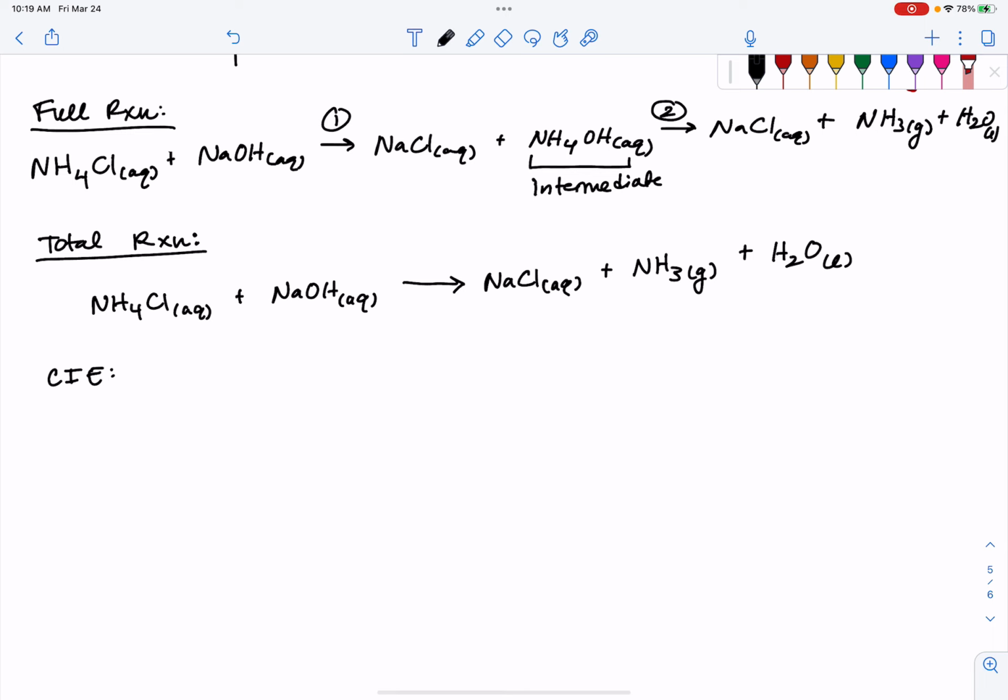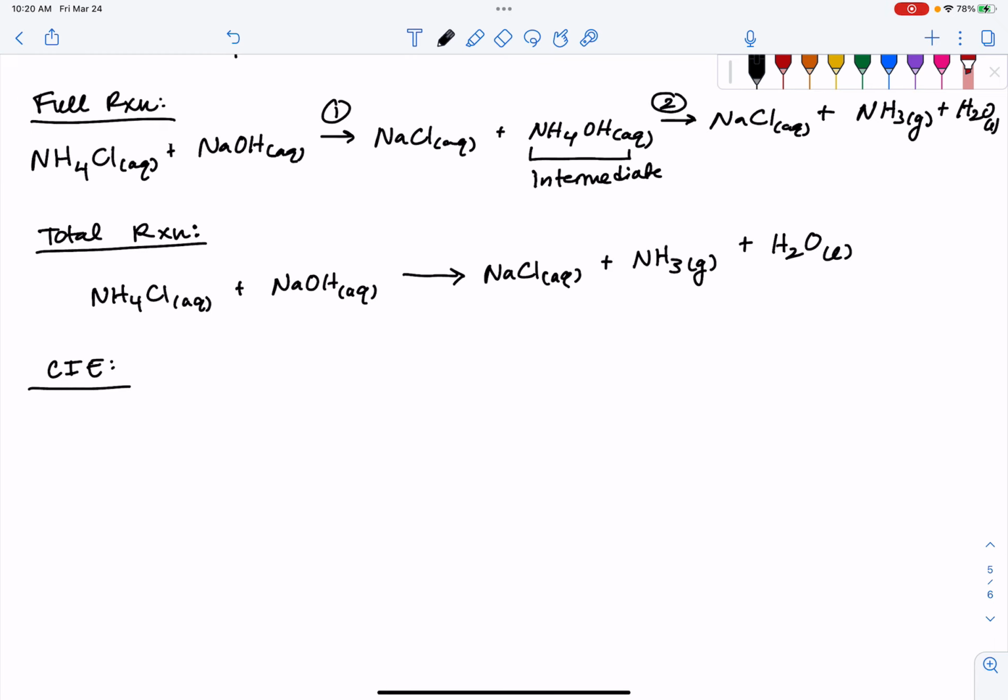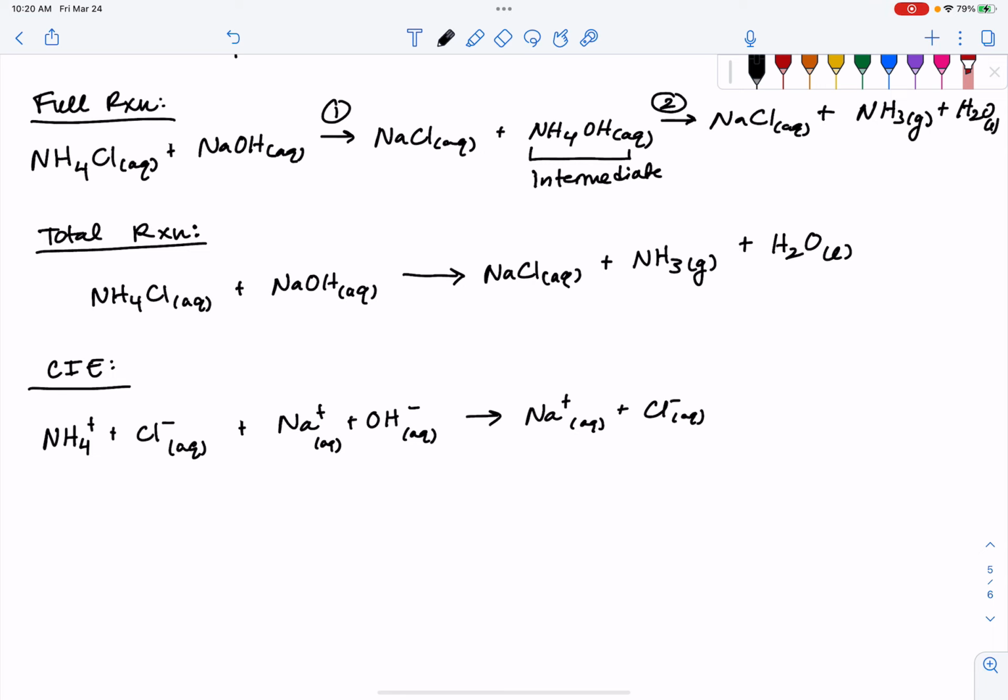I could also write a complete ionic equation. So that is where everything that is in the aqueous phase from my total reaction will now be dissociated into its ions. So I would have NH4 plus and Cl minus coming together with Na plus and OH minus to form Na plus and Cl minus ions, my ammonia gas, and then liquid water. So any of my non-aqueous products, I do not write in their dissociated ionic form.